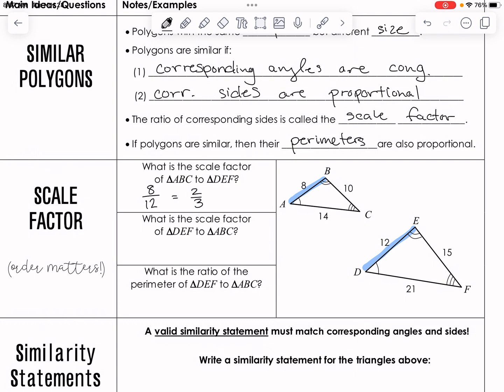So the second one, what is the scale factor going the other way? We're just going to switch this. It's going from 12 to 8. If you simplify this, you would get the reciprocal, which is 3/2. If you want to think about this as a decimal, it's 1.5. So you can also say that this triangle is 1.5 times bigger than this one here. Also, the order matters here, from what object you're starting with to which one you're ending with.